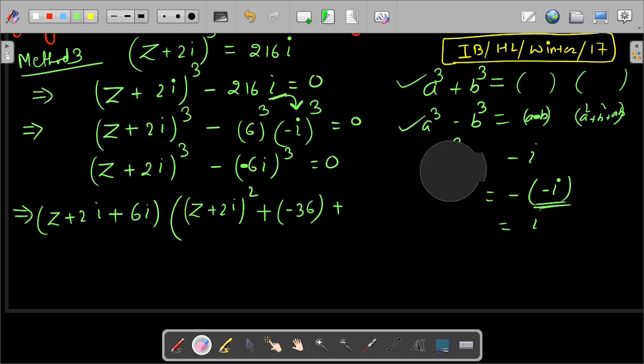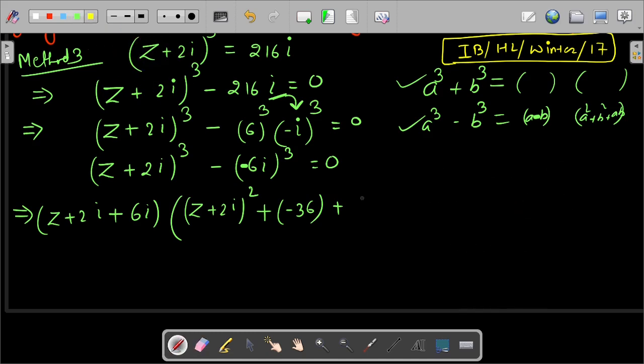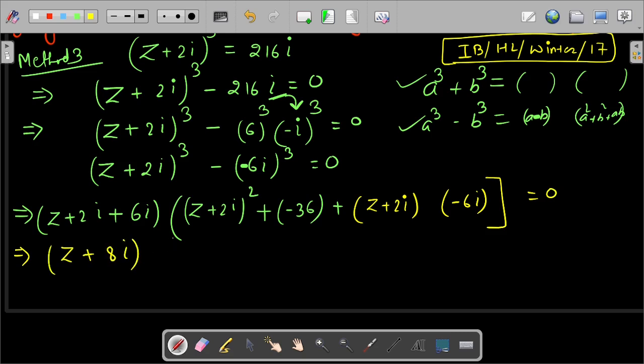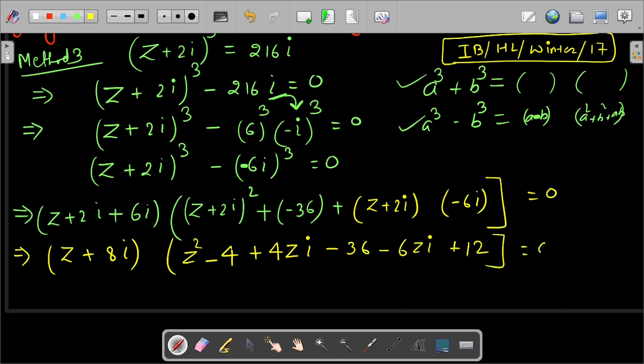And a square plus b square plus ab, so plus ab. So let me delete this portion. So plus ab, that is (z + 2i) multiplied with minus of 6i. So let us simplify this. This should be equal to 0. So this will be z plus 8i, and here we have to expand (a + b) whole square: a square plus b square plus 2ab. When we do b square, it will become minus 4, so plus 4zi, minus 36, multiplied by minus 6zi minus 12, and this i square becomes minus 1, so this will become plus. This should be equal to 0.